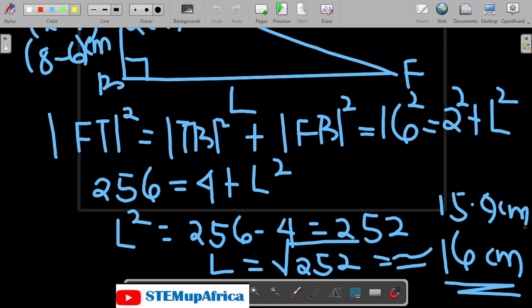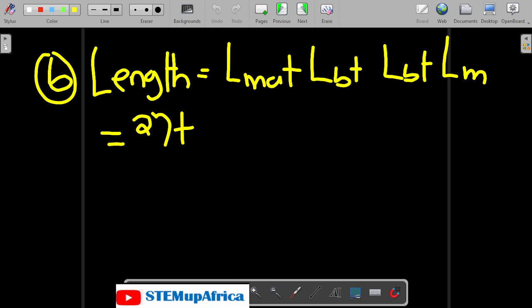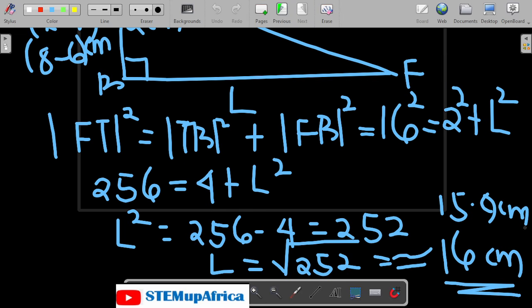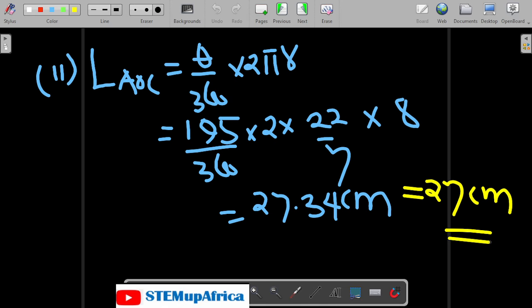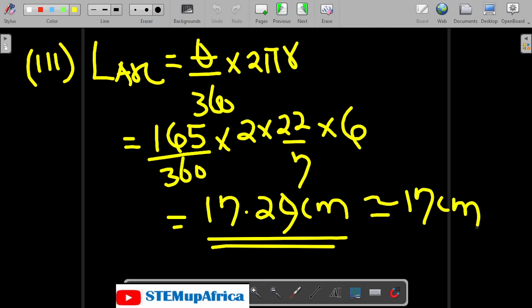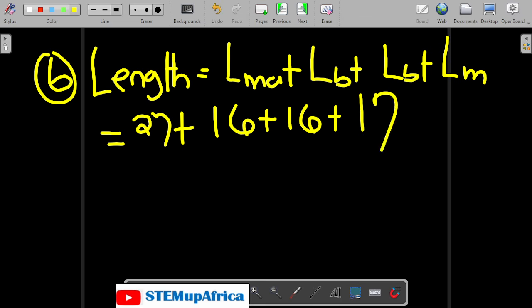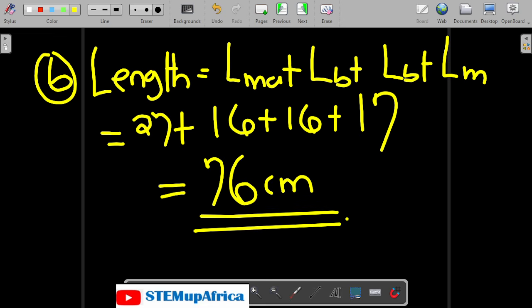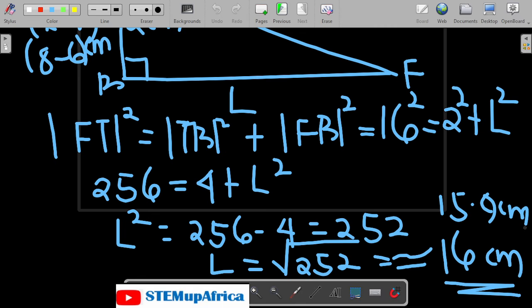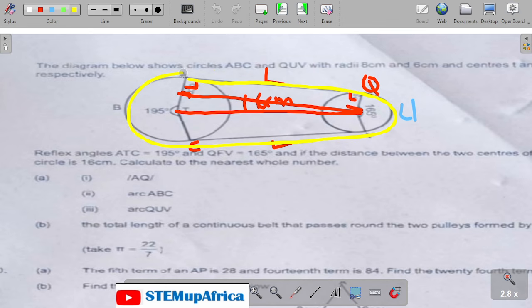We have a length of belt is 16 plus 16 plus length of minor axis. What are we having there? 17 plus 17. So what are we having there? 27 plus 32 plus 17. That will give us 76 centimeter. Okay. This is a very tough one. Although not that tough, but I need critical thinking.